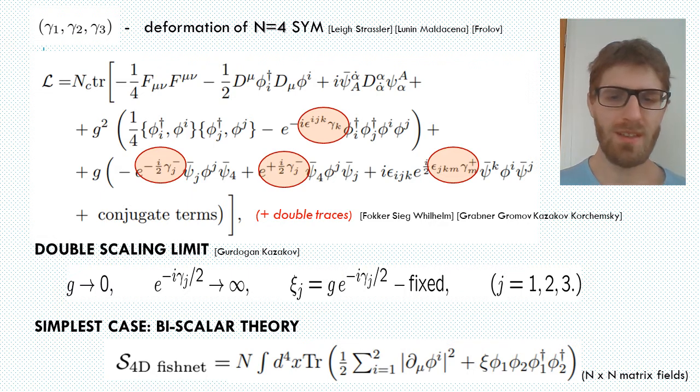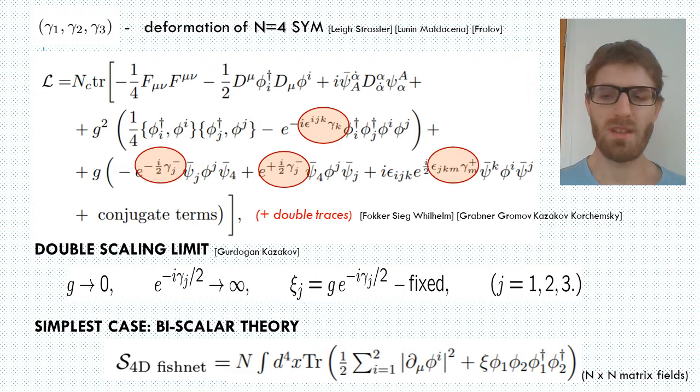The double scaling limit considered by Kazakov and Gurdogan sends some of the gamma phases to infinity in an imaginary direction. This breaks unitarity even more drastically. At the same time, the Yang-Mills coupling constant is scaled to zero in such a way that some new effective couplings are kept finite. This limit kills most interaction terms in the Lagrangian, in particular all the interaction terms involving gluons, because the Yang-Mills coupling goes to zero.